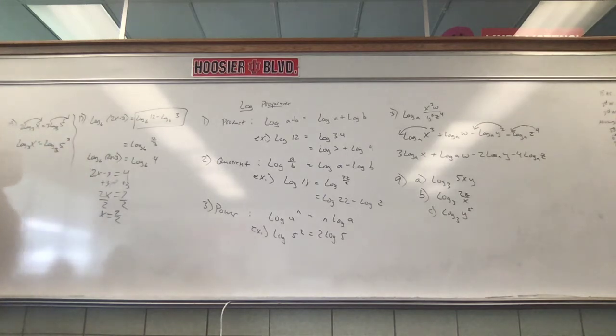Okay? And since you have a log on each side and they're the same bases, ignore the log 3s. So what am I going to write down? You got x squared equals 5 to the 3rd. What's 5 to the 3rd? 125. Oh, yeah. 5 times 5 times 5, 125.